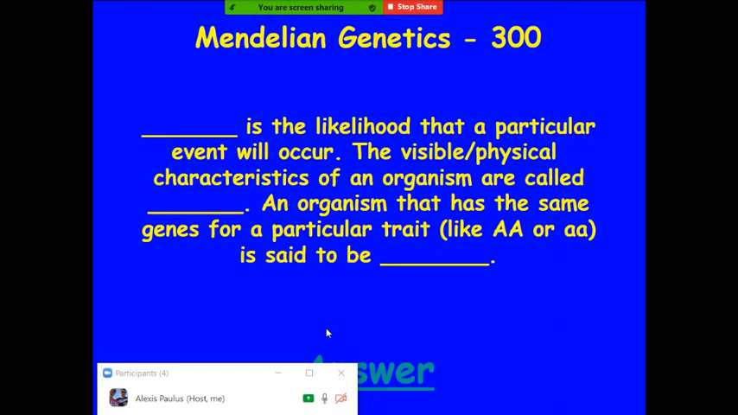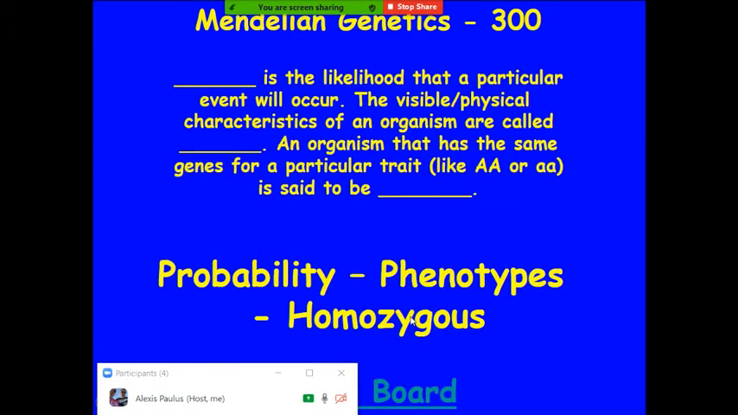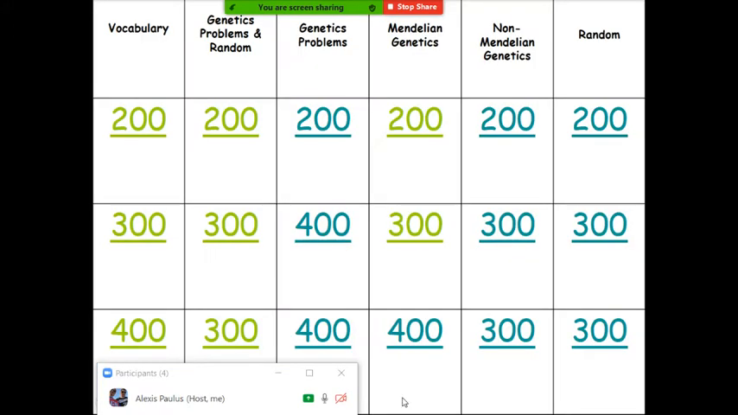Okay, a couple more seconds. All right, here we go. Probability is the likelihood that a particular event will occur or not occur. Visible or physical characteristics are the phenotypes, and if they have two of the same allele, they are referred to as homozygous.